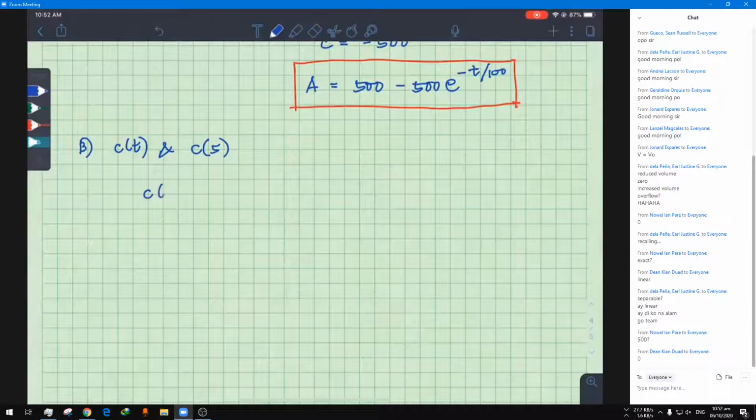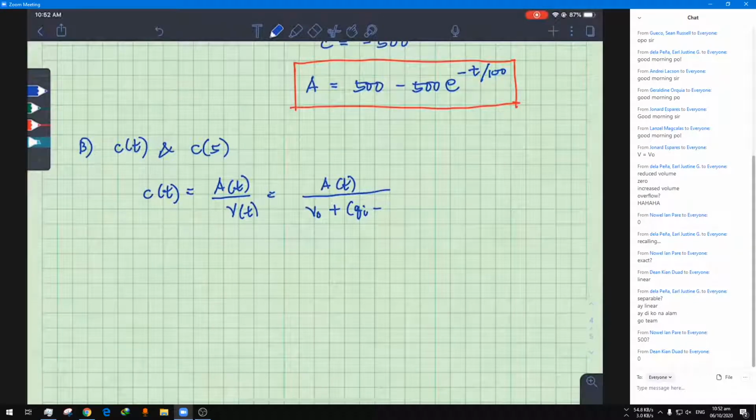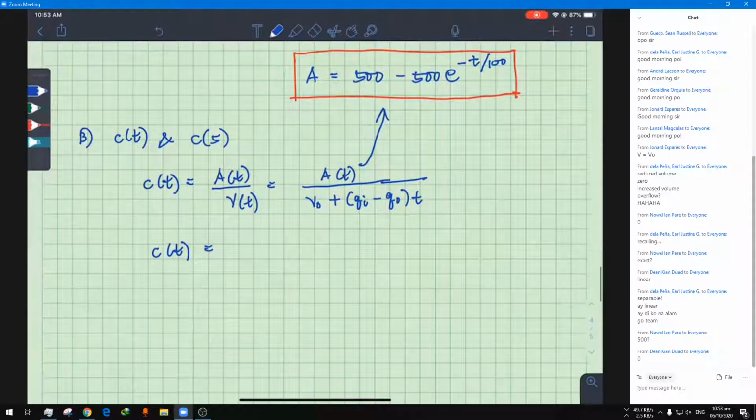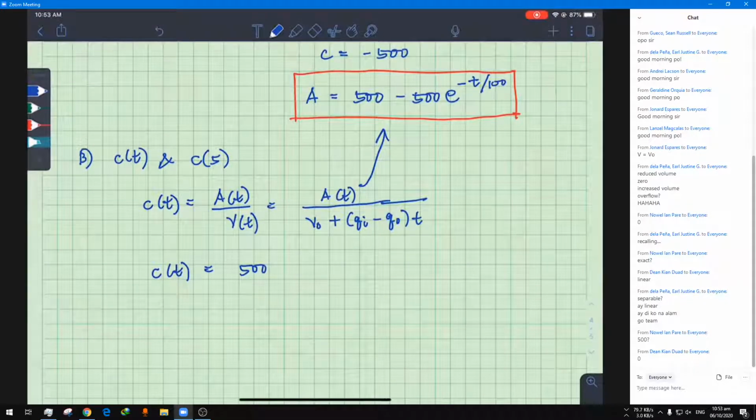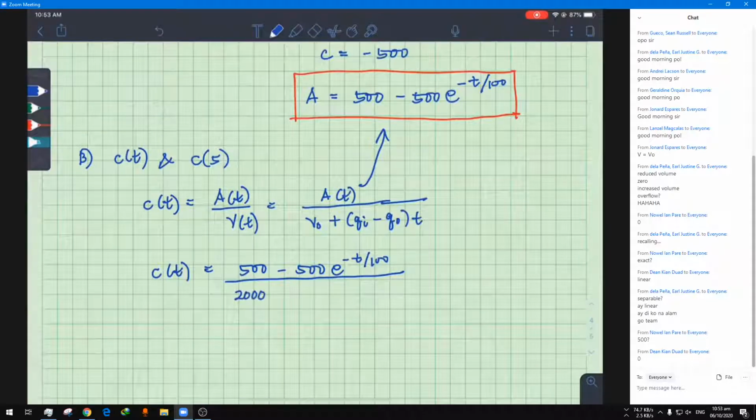And yung C of t natin, di ba, the concentration formula is the amount at any time divided by the volume at any time as well. Kaya lang again, the volume at any time is the initial volume plus Q in minus Q out times t. So now, the concentration at any time t would just be, ano yung A of t natin? Ito yon, which is our answer before. That is 500 minus 500 e raised to negative t all over 100, then divided by the initial volume, 2,000, plus yung kanina, 20 minus 20 times t, or in short, this would just be 0.